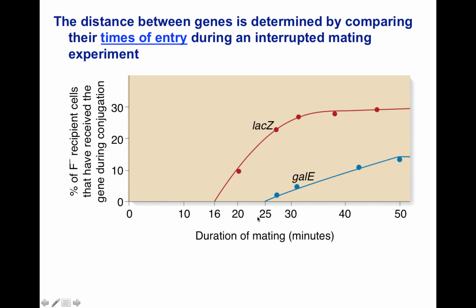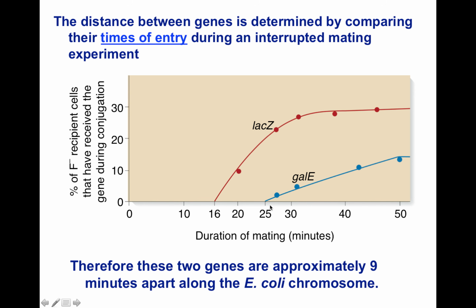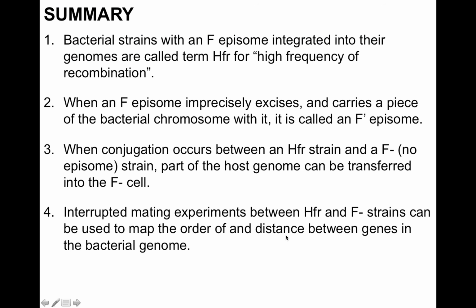The distance between the genes is determined by comparing their times of entry. Here is the time of entry of the LacZ gene, and this is the time of entry of the GalE gene during an interrupted mating experiment. Therefore, these two particular genes, GalE and LacZ, are 9 minutes apart along the E. coli chromosome. The rest of this up here doesn't really matter that much. What matters most is the initial time of entry when these genes first appear in the recipient cells.